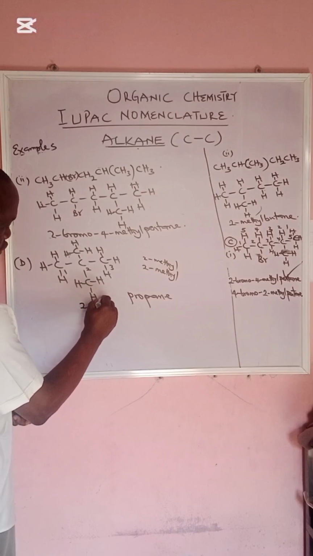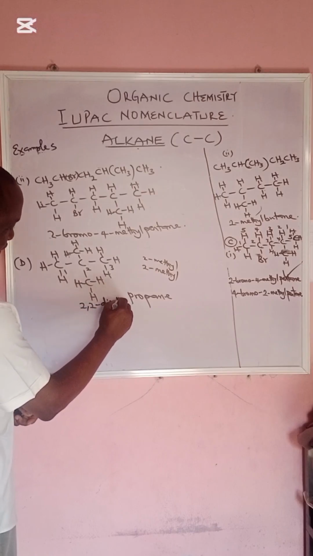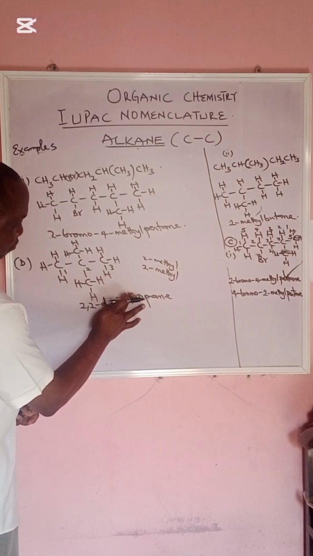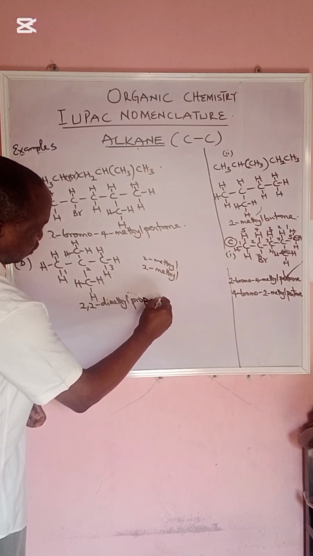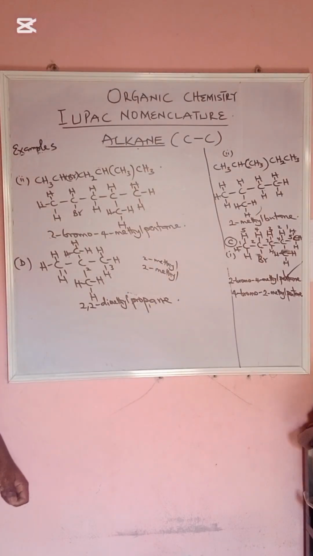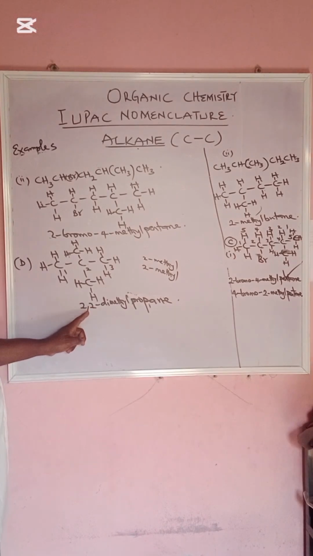dimethyl, then propane. So this one is known as 2,2-dimethylpropane. That's the name. You can see between numbers I use a comma, between number and the alphabet I use a hyphen. So between alphabets, it's written together. Please take note of that.